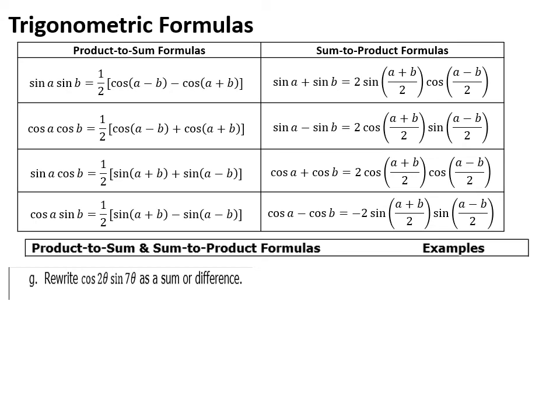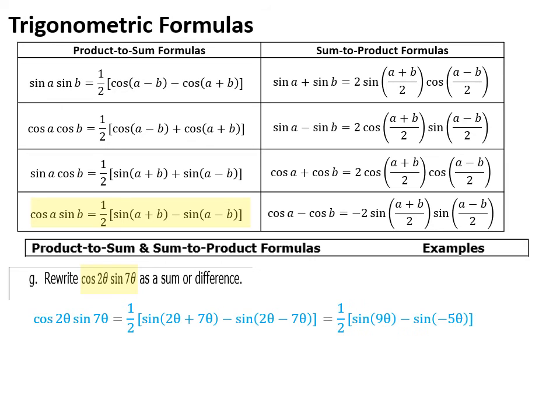Rewrite cosine of 2 theta, sine 7 theta as a sum or difference. Well, we're working with cosine and sine, so we look at that product to sum, and we're looking for a cosine sine. That's that bottom one, so now we just plug it in. So we'll have 1/2 times the sine of 2 theta plus 7 theta minus sine of 2 theta minus 7 theta. So that's 1/2 times the sine of 9 theta minus sine of negative 5 theta. And I can simplify that because a sine of a negative is a negative of the sine. So 1/2 times the sine of 9 theta plus sine of 5 theta.